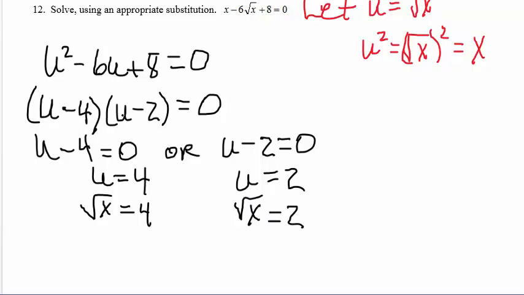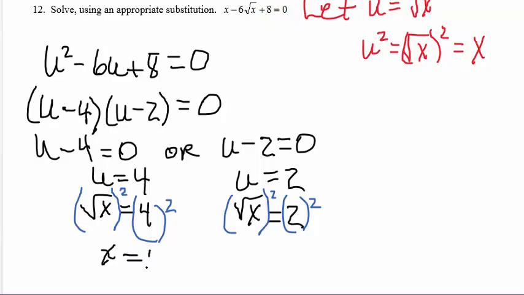If I square both sides of this, so this is a radical equation, once the radical is isolated, I raise both sides of the equation to the power that's the same as the index of the radical. The index of a square root is 2. So x equals 16, or x is equal to 4.